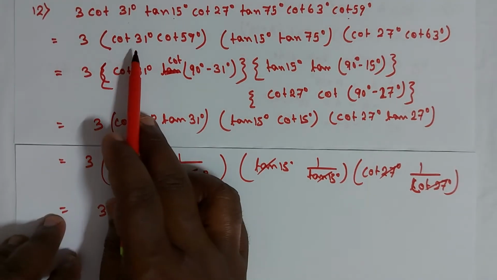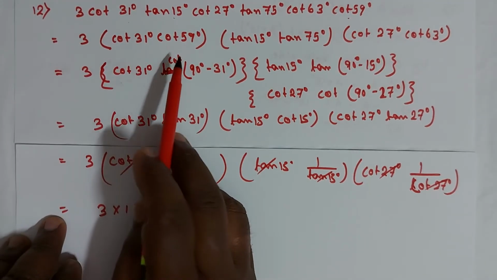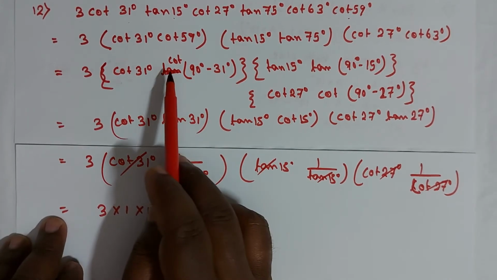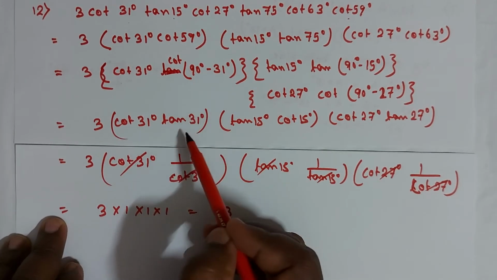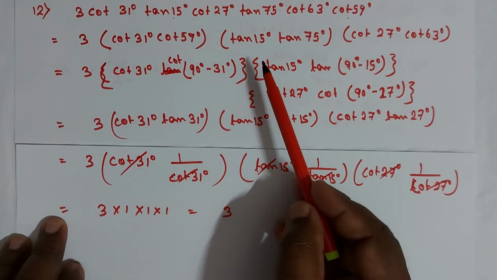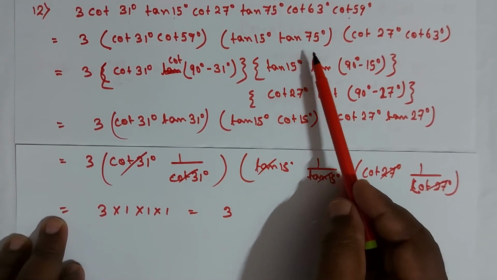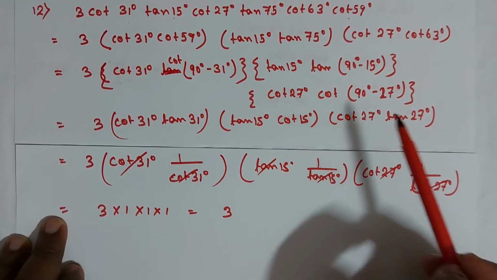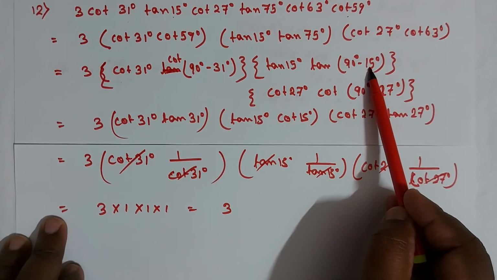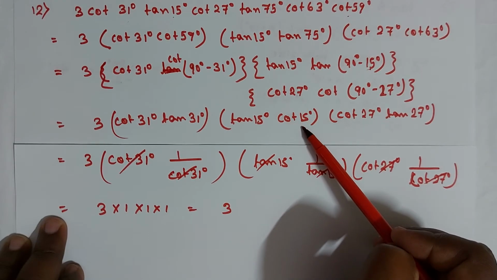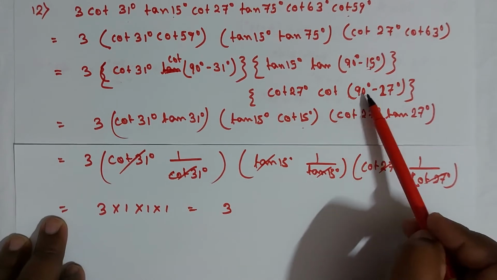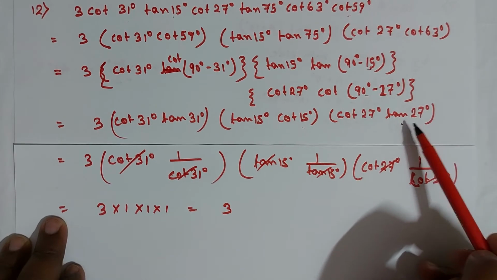Now this cot 31 degree we keep the same, and cot 59 we need to convert into tan 31. How? Cot of 90 minus 31 is equal to tan 31 degree. Again tan 15, then tan 75. We are converting it into cot 15 degree. How? Tan of 90 minus 15 is equal to cot 15 degree. Then cot 75, cot of 90 minus 27 is tan 27.